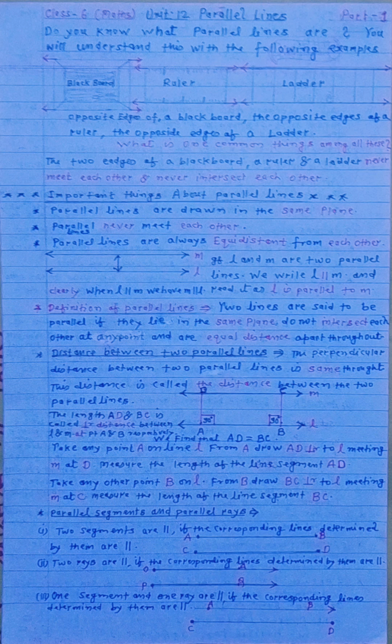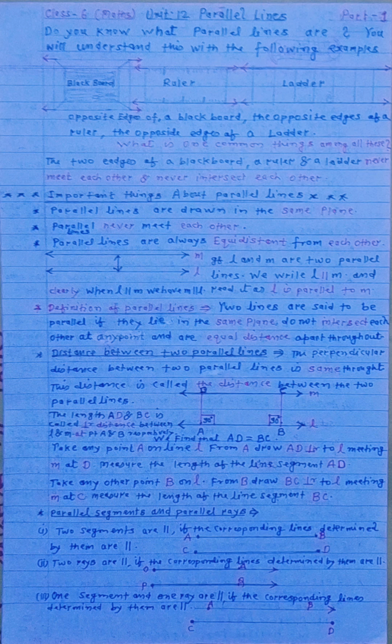Now we will draw two parallel lines L and M. If L and M are two parallel lines, we write L parallel to M, and clearly when L is parallel to M, we also write M parallel to L. Read it as L is parallel to M.